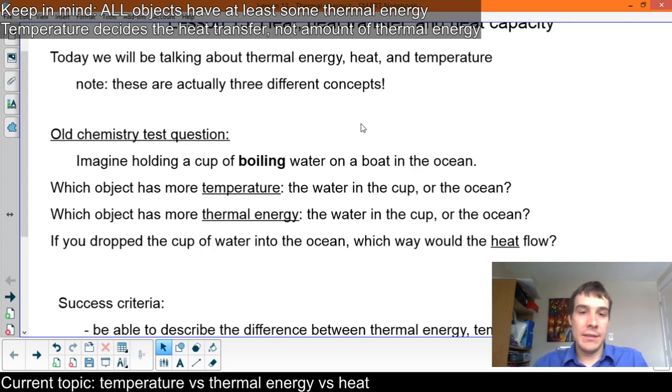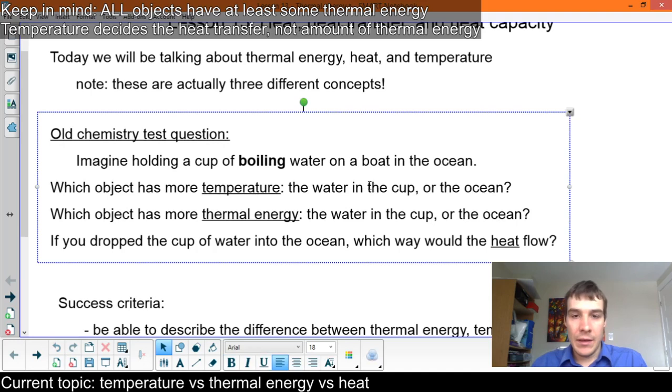Well, I think it's obvious that the boiling water is 100 degrees Celsius and the ocean's like 10 degrees Celsius or whatever it would be. So yes, the cup has more temperature. But which one has more thermal energy? And that's the one that trips people up.